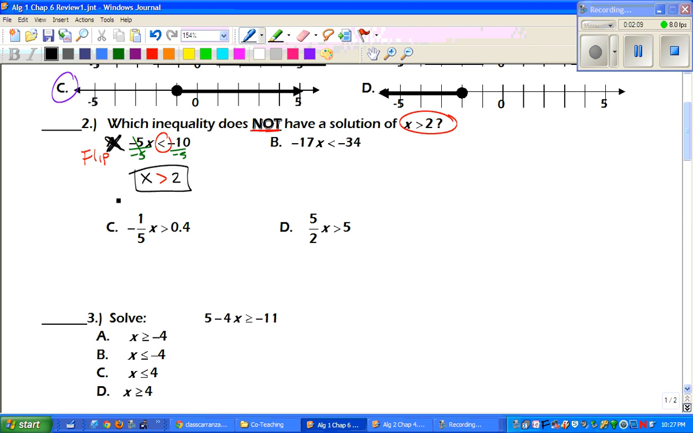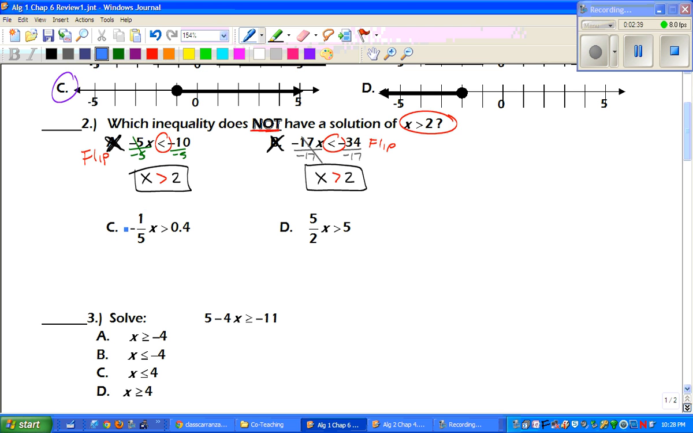Okay, well, it's not A. Let's look at the next one. Okay, we have to divide by -17 to get the x by itself. X, we get 2. Once again, you divide by a negative, so we have to flip the sign. Up, x is greater than 2. It's not that one. Let's look at C.